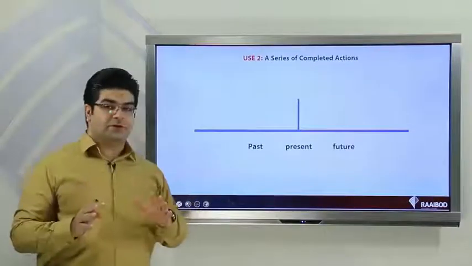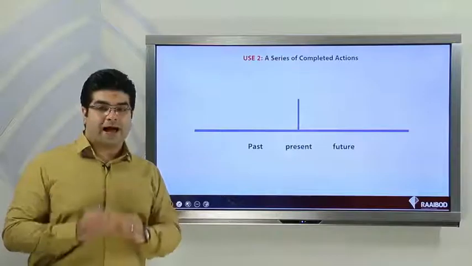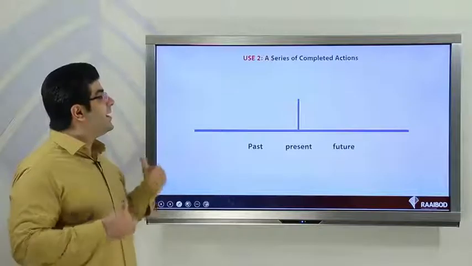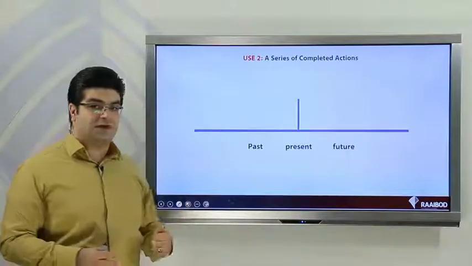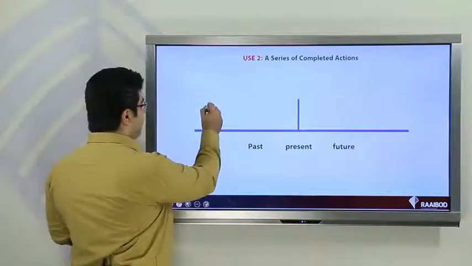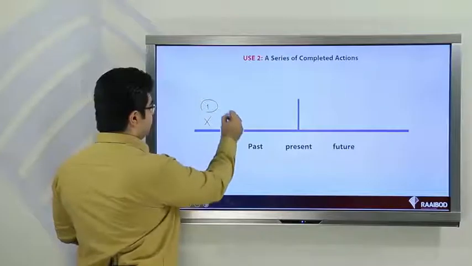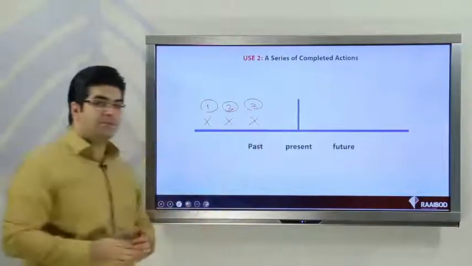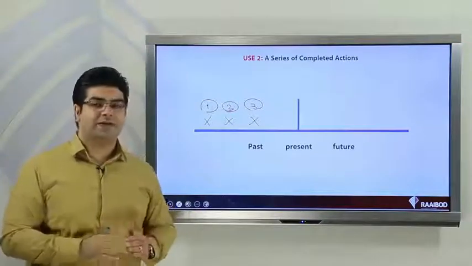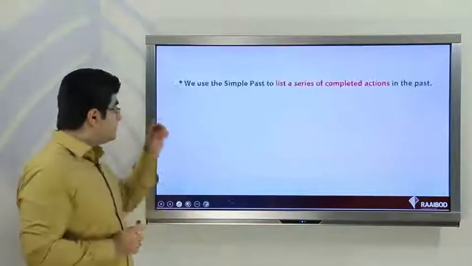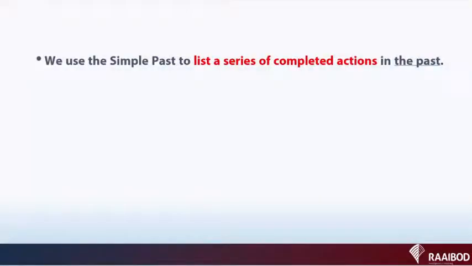Use 2, number 2. We're still talking about past simple. There's another use. Use number 2. A series of completed actions. A series, not only one. Look here, this might be my first verb, this is my second verb, and this is my third verb, for example. There can be more verbs, but all of them happened in the past and finished. But more points, stay with me. Look, we use the simple past to list a series of completed actions in the past.